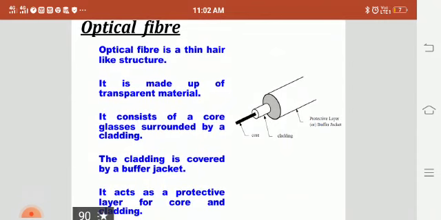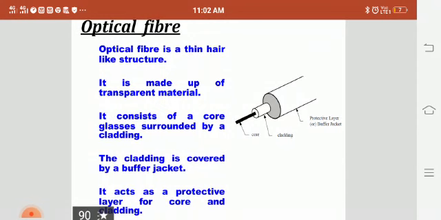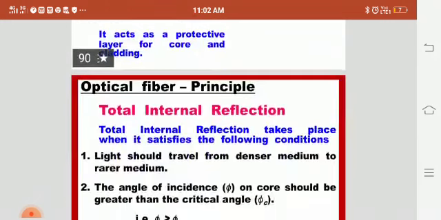It consists of core and cladding, where the core glass is surrounded by a cladding material. The cladding is covered by a buffer jacket. Normally it is black in color. It acts as a protective layer for the core as well as the cladding.